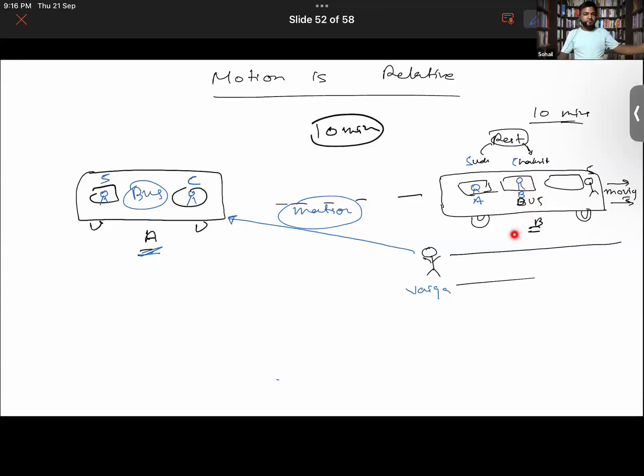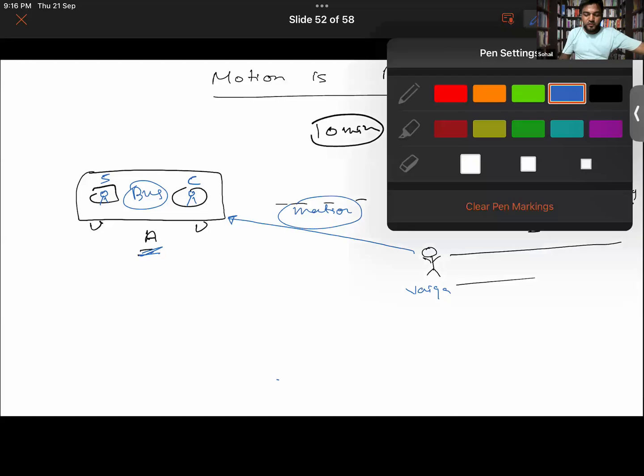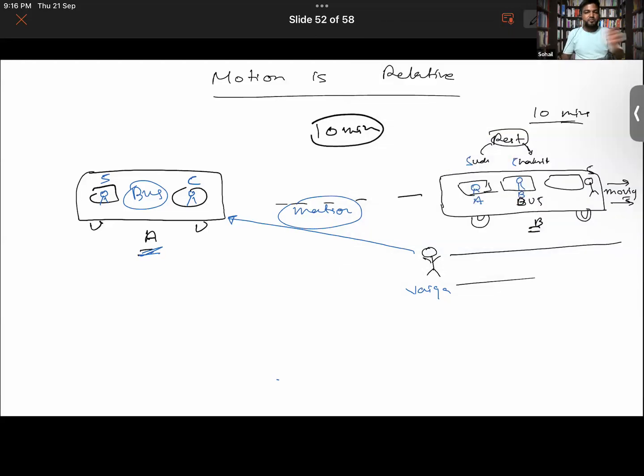That's why we see that motion is relative. So for motion, we need a reference point also. Vaiga here was acting like a reference point. Getting it now?